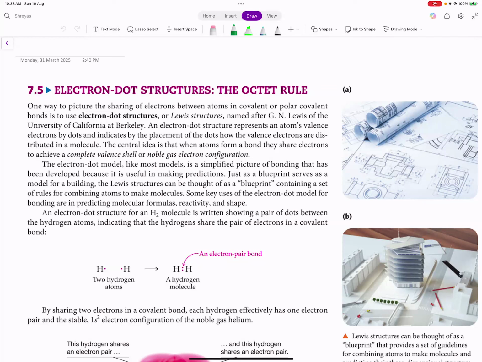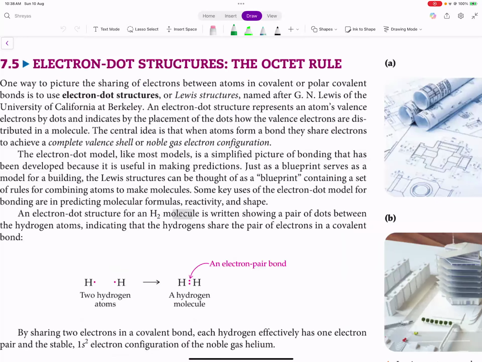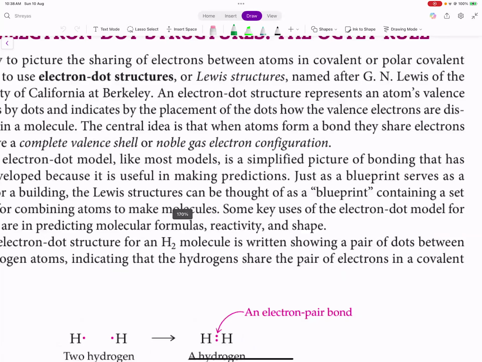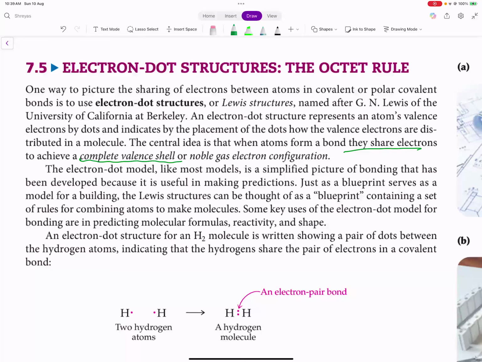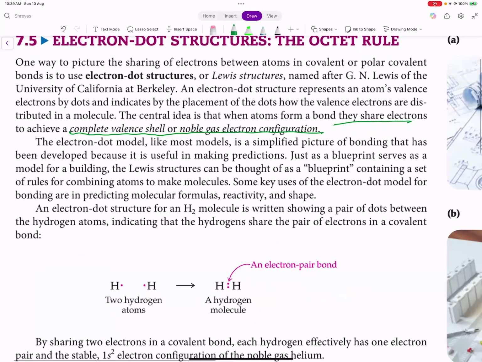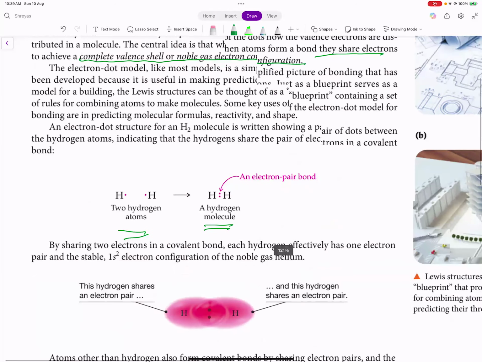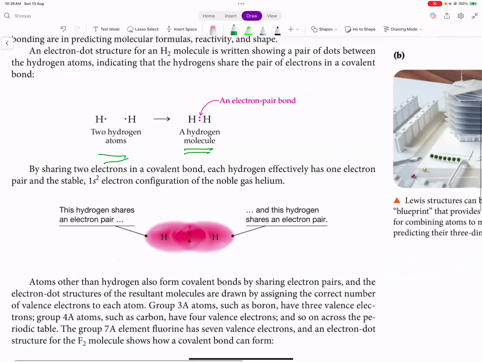So we have to draw the electron dot structures. The octet rule says that when atoms form a bond, they share electrons so that they complete the valence shell or attain noble gas configuration of 8 electrons, except hydrogen, which needs only 2 electrons to attain the noble gas configuration, because helium has 1s2. Now each hydrogen has essentially 2 electrons, so it's like 1s2.